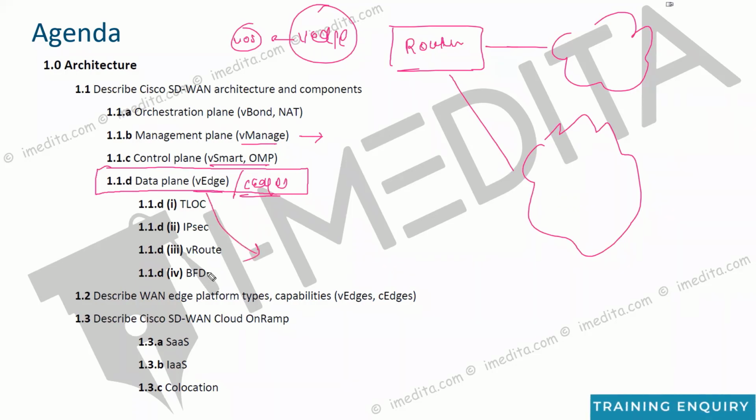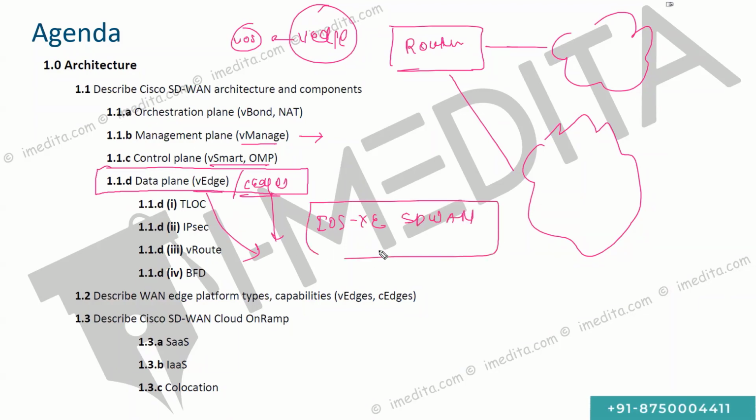VH router, a Viptela operating system based edge router, and CH router, a Cisco IOS XE SD-WAN based router that you can have in your production environment. So this is a dedicated device. This is not a controller. When it comes to the controllers, it is only vManage, vSmart, and there is something called vBond. We'll talk about that later. But there are three controllers in the Cisco SD-WAN solution.